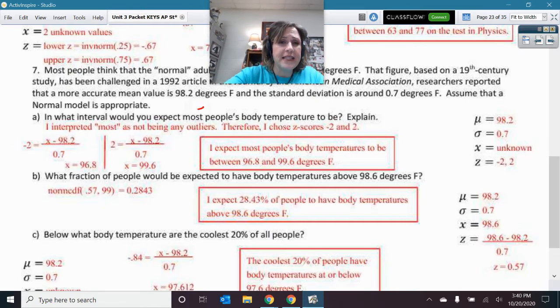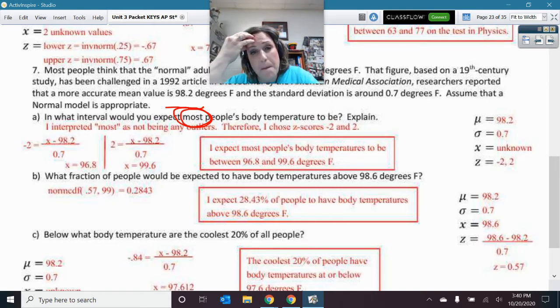Gosh, I really think this is kind of debatable here. It says, what interval would you expect most people's body temperatures to be?